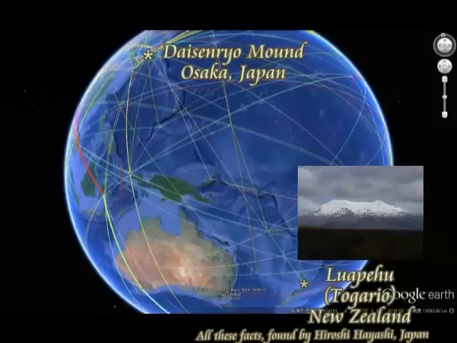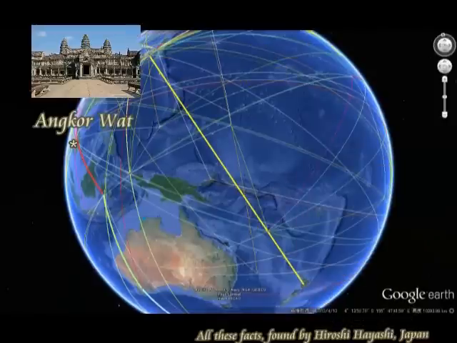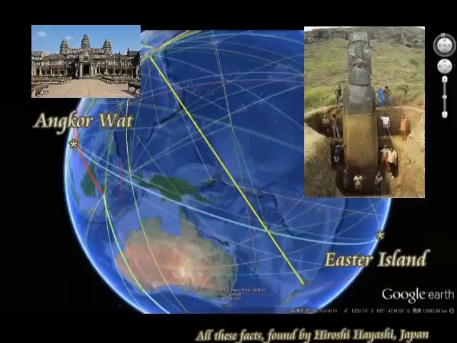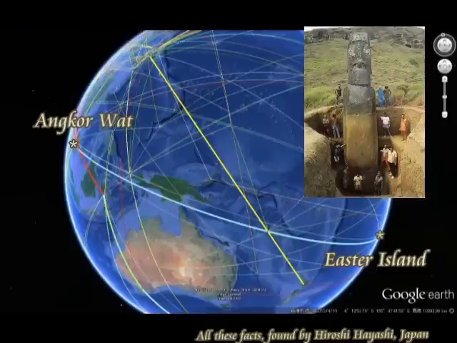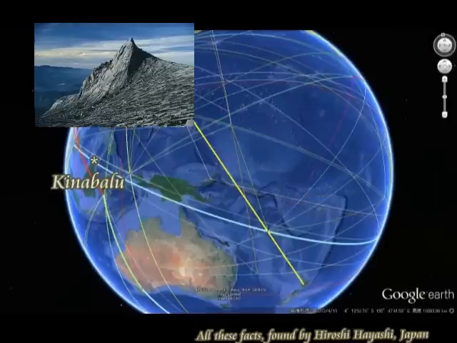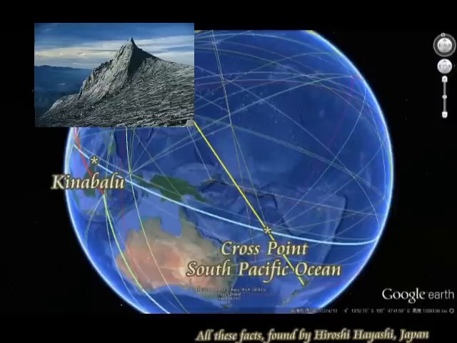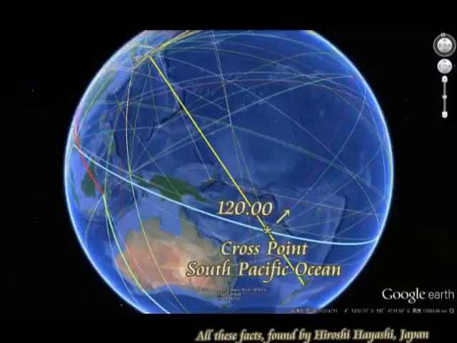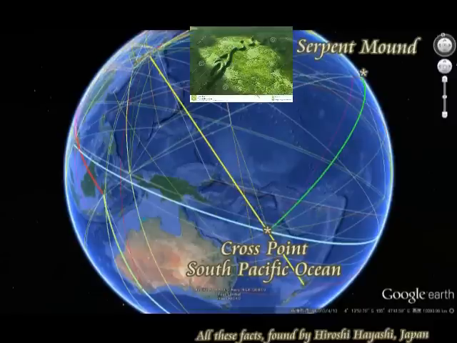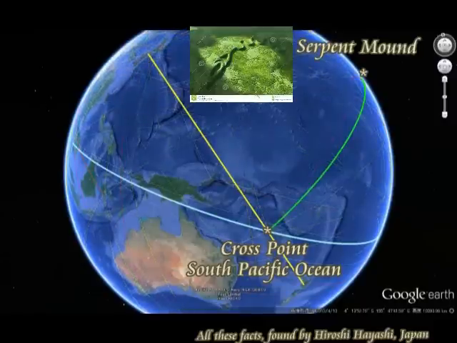And this is Daisenryo Mound. I connect the line between Daisenryo Mound and Mount Ruapehu in New Zealand. And this line shows that. And the line between Angkor Wat to Easter Island. Blue line is this. And on the way, you can see Kinabalu, which is a very important major footfall for aliens. The angle 120.00 degrees, draw a line up to right, and this line would go to Serpent Mound, sharp.